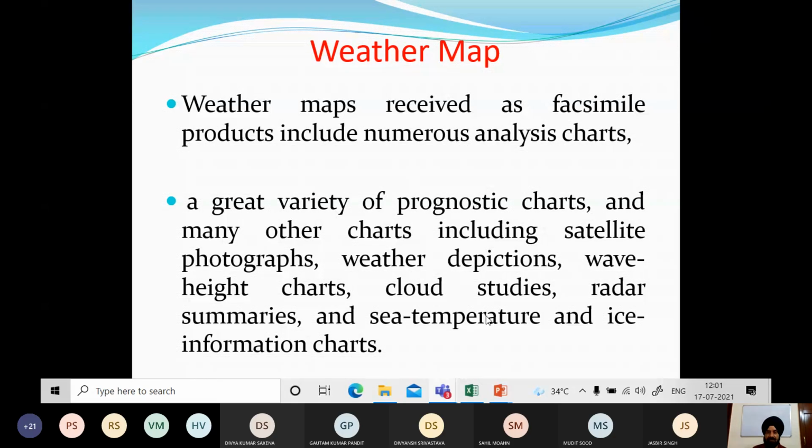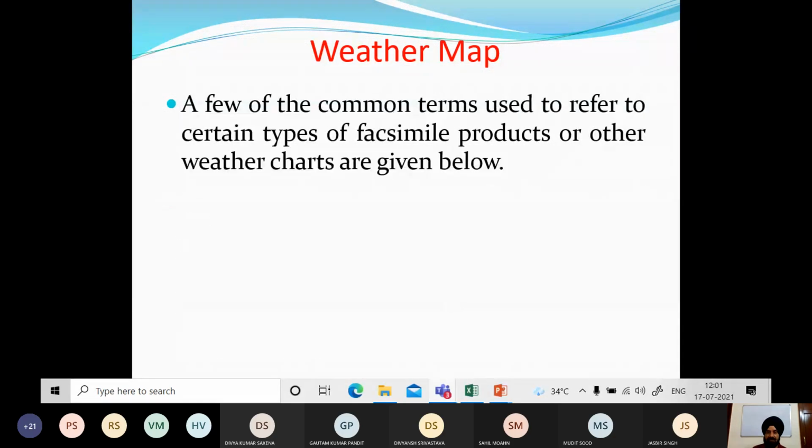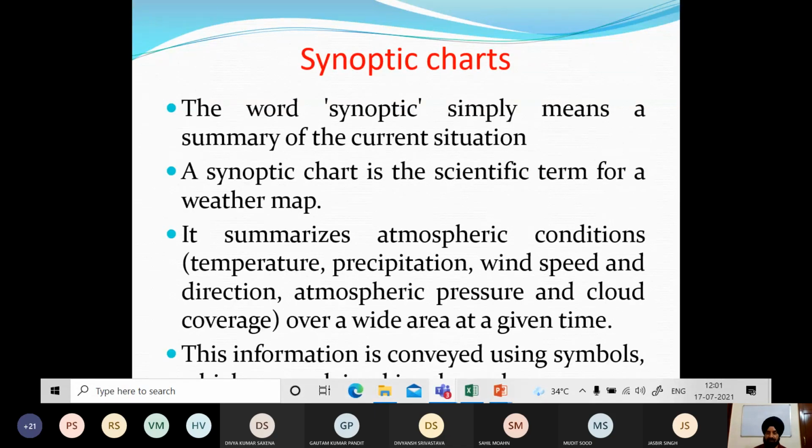So a few of the common terms used to refer to certain types of facsimile products or other weather charts, you will see. First of all is synoptic charts. What are synoptic charts? The word synoptic simply means a summary of current situation. And ये है कि yes, we want to know what is happening in the immediate future. Next 6 hours, what type of weather? And second, when I am passage planning or I am interested कि ठीक है 6 hours का weather तो है, but इससे आगे 24 hours, 48 hours वहाँ में weather कैसा मिलेगा. So that is all a little ahead of it, that we call prognostic charts. Synoptic charts are basically giving you the current situation of the weather.